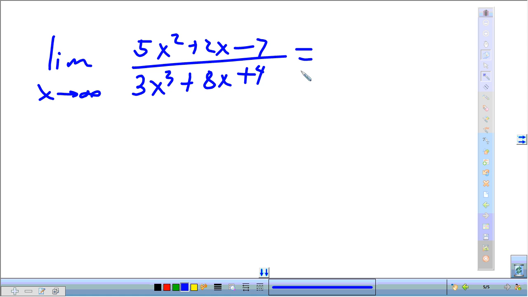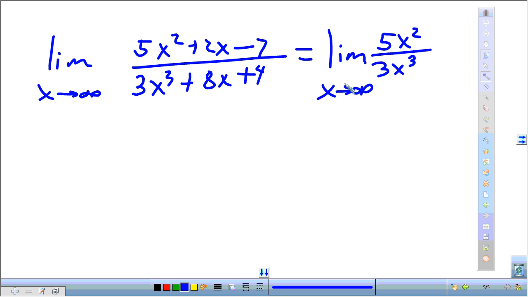Another example: the limit as x goes to infinity of (5x squared plus 2x minus 7) divided by (3x cubed plus 8x plus 4). For a limit at infinity, I can just use the leading terms. In the numerator, the square is the greatest, and in the denominator, the cube is the greatest. So I have 5x squared over 3x cubed.